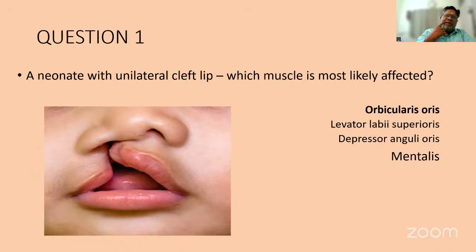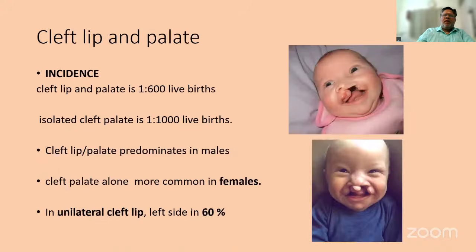Levator labii superioris mainly elevates the upper lip. Depressor anguli oris depresses the angle of the mouth, and mentalis is present over the chin, which is mainly used for pouting out or everting the lower lip. Cleft lip and palate, as we all know, is a very important topic.